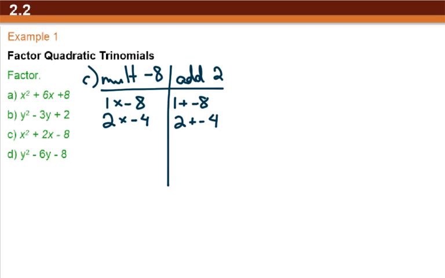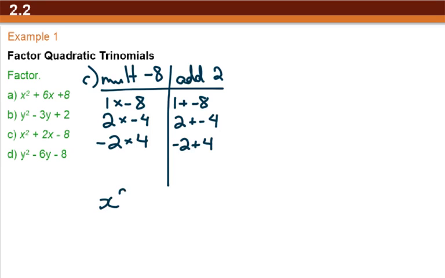Check if the adding works. 2 plus negative 4 is negative 2. Close. Right number, just wrong sign. So we'll go back to the multiply and we'll try reversing the sign. So this time we'll do negative 2 times 4. That still gives us negative 8. Check the adding. Negative 2 plus 4 gives us positive 2, so that's our number combination.